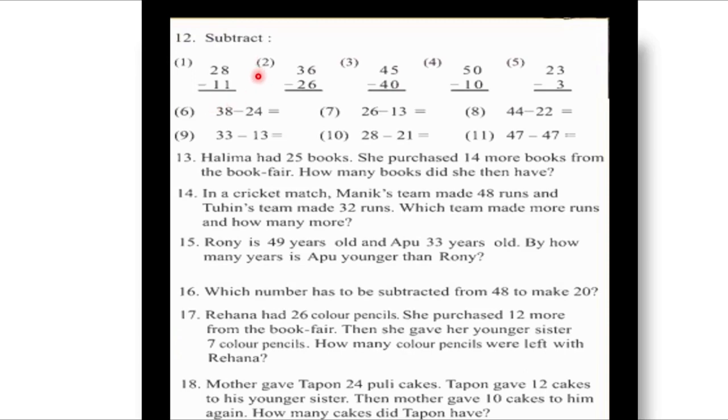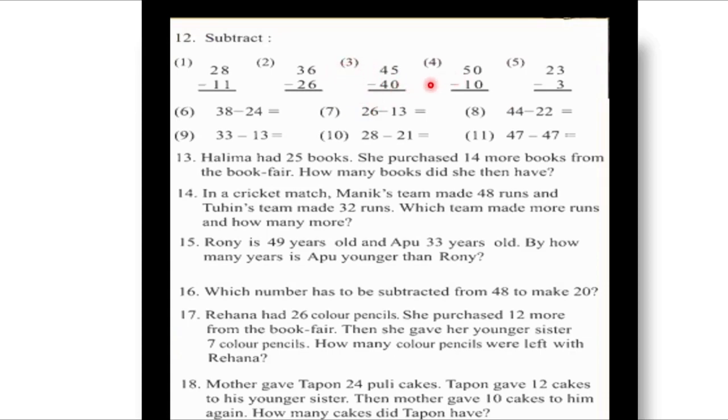If we see question number 2, 36 minus 26 is equal to what? On our right hand side, 6 minus 6 is equal to what? You know that 6 minus 6 is equal to 0, and then on our left hand side, 3 minus 2 is equal to what? You know that 3 minus 2 is equal to 1, and that is why the answer of question number 2 will be 10. If we see question number 3, 45 minus 40 is equal to what? On our right hand side, 5 minus 0 is equal to what? You know that 5 minus 0 is equal to 5, and then on our left hand side, 4 minus 4 is equal to what? You know that 4 minus 4 is equal to 0. So the answer of question number 3 will be 5.